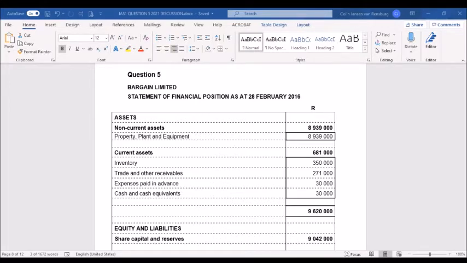What mistake? This is something we hammered last week. Now we've got to go and see for ourselves, what mistake did we make? What did we omit? Why do we have 8,939,000 there? And why do you not get that figure? What have we omitted? What have we left out? We have now taken into account the accumulated depreciation.